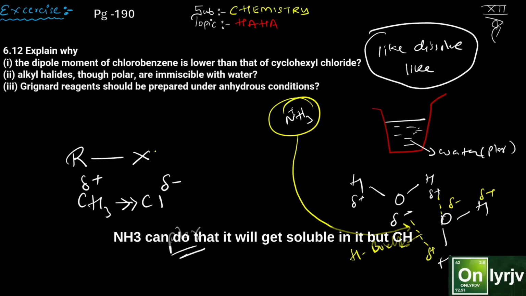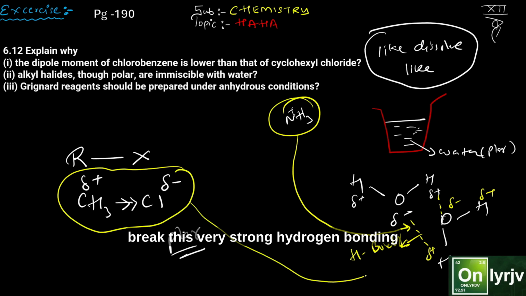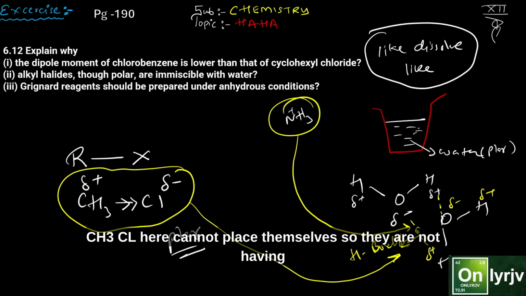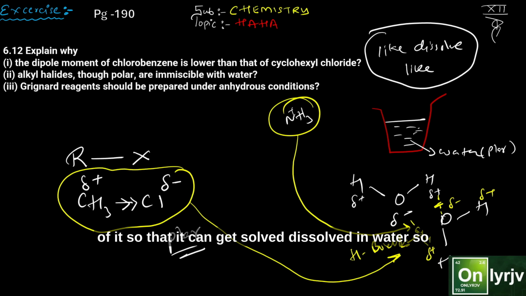But CH3Cl does not have that much power to break this very strong hydrogen bonding which is present between the water molecules and replace that hydrogen bonding and place itself in between. CH3Cl cannot place itself here, so it does not have the capability to break this hydrogen bond and come in place of it so that it can get dissolved in water. So that is the reason alkyl halides are not soluble in water.